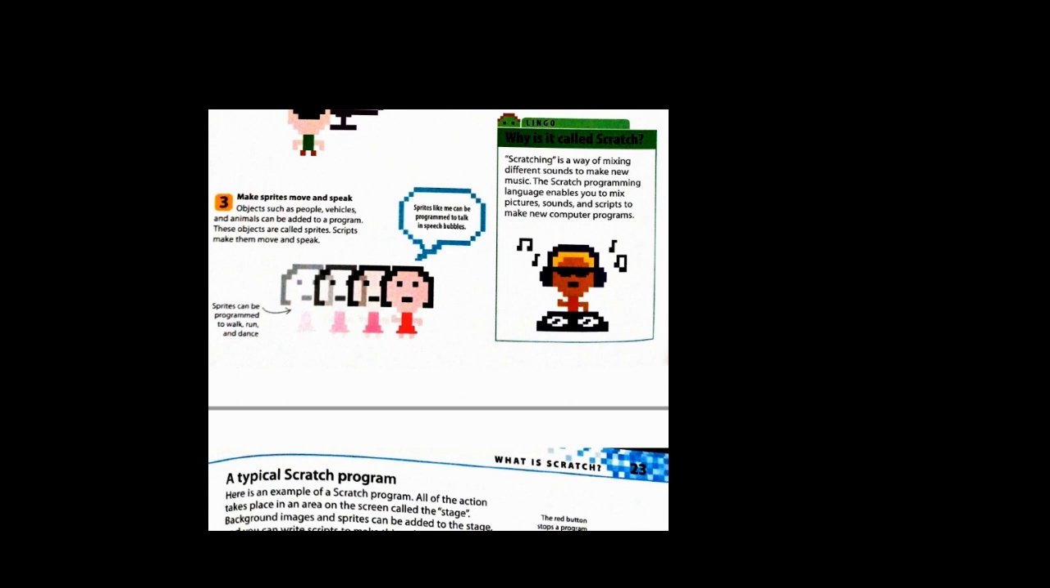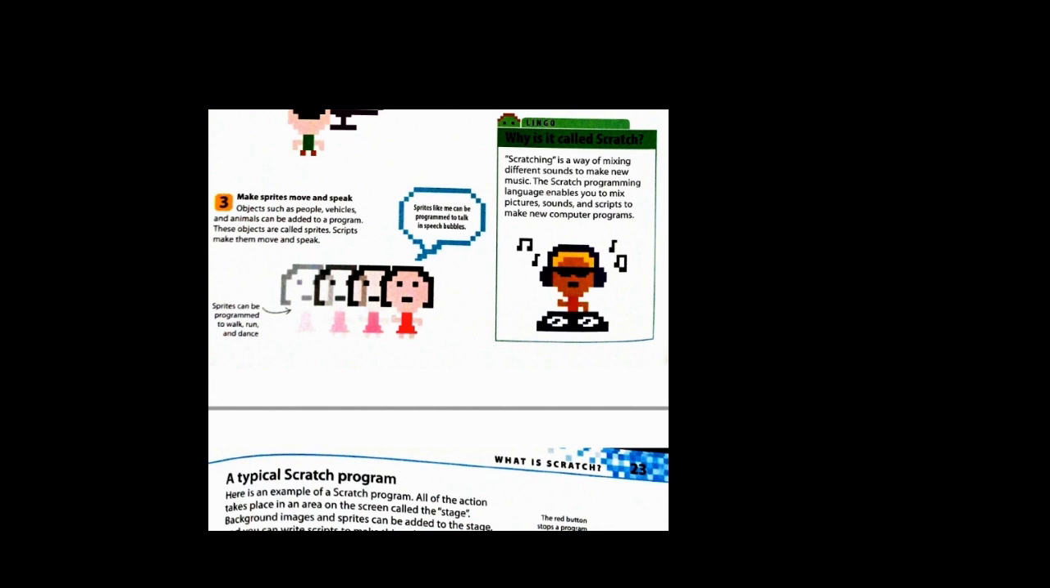Objects, such as people, vehicles, and animals, can be added to a program. These objects are called sprites. Scripts make them move and speak. Sprites can be programmed to walk, run, and dance. Sprites like me can be programmed to talk in speech bubbles. We're going to learn some new lingo.